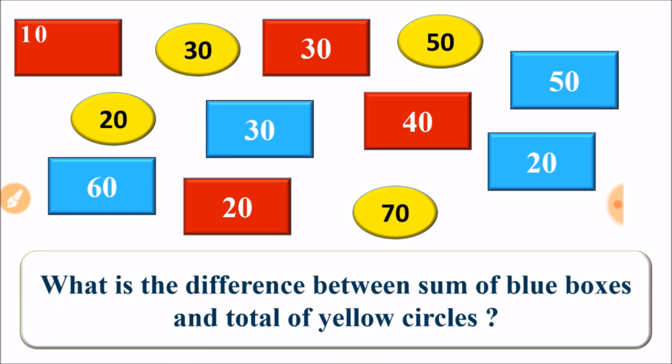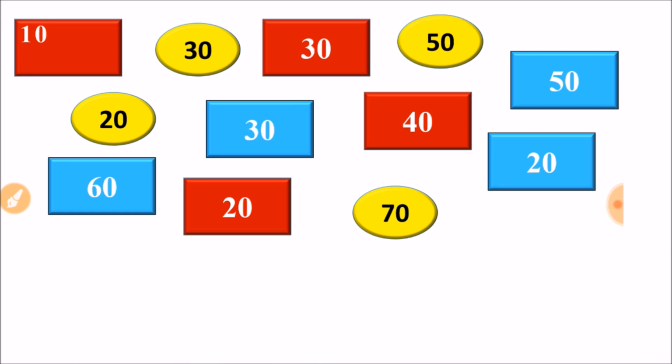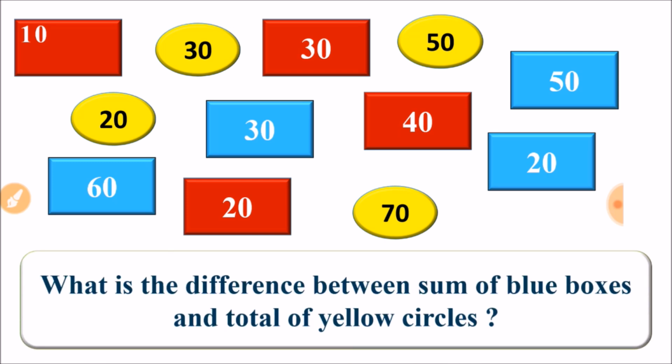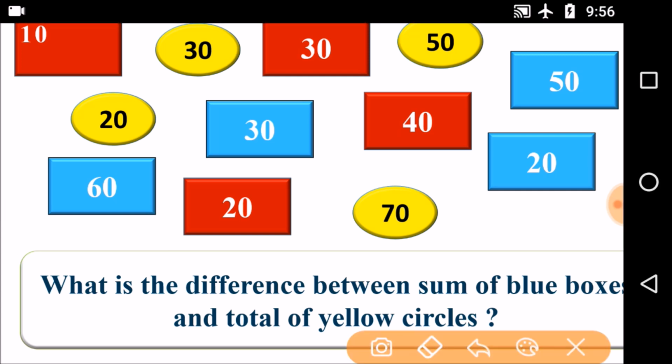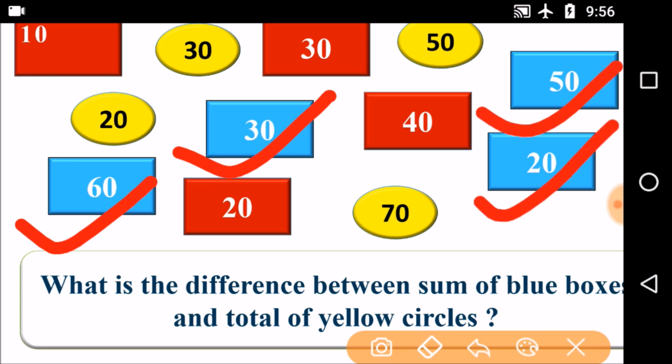Okay. So we discussed the sum of boxes, the ratio of boxes, and the percentage and average of boxes. And the last question, that is the difference between the boxes. So here the question is a little twisted. So they ask you, what is the difference between the sum of blue boxes and the total of yellow circles? Okay, so first we have to find the sum of blue boxes. So what is the sum of blue boxes? 60 plus 30 plus 50 plus 20.